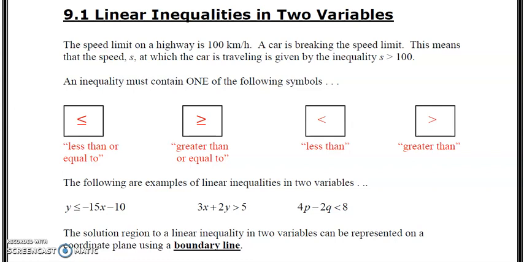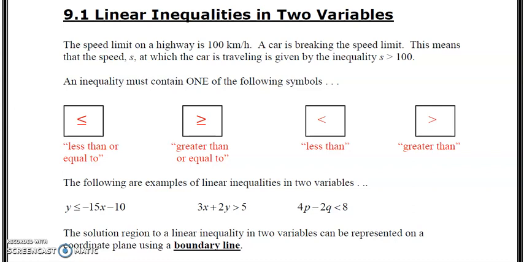Hi everybody, welcome back. We are now on 9-1, linear inequalities of two variables. We're going to look at some of the inequality signs just to re-familiarize ourselves with these symbols. It says the speed limit on the highway is 100 kilometers per hour. A car is breaking the speed limit, so this means that the speed s at which the car is traveling is given by the inequality s is greater than 100.